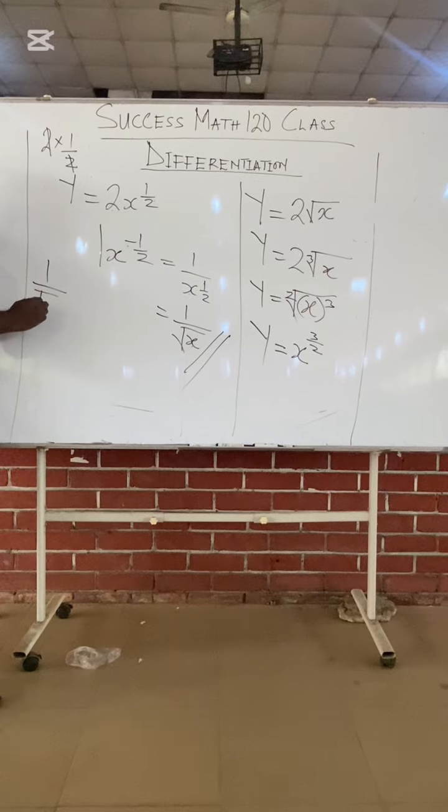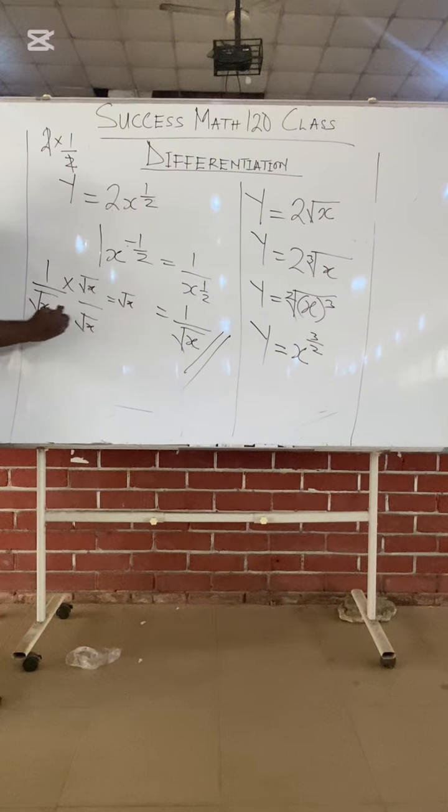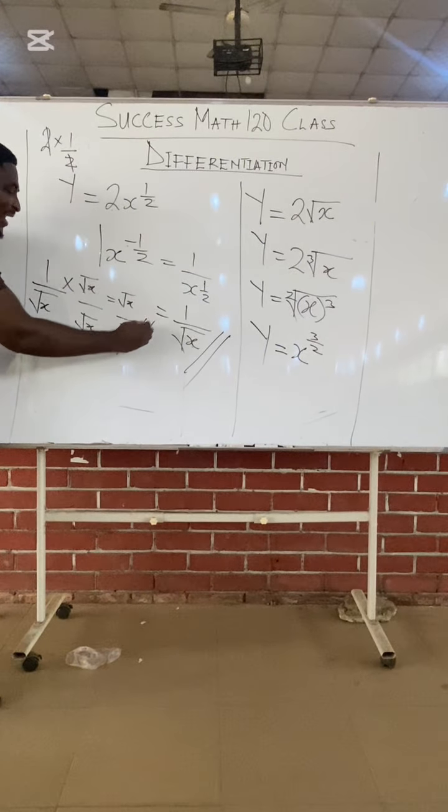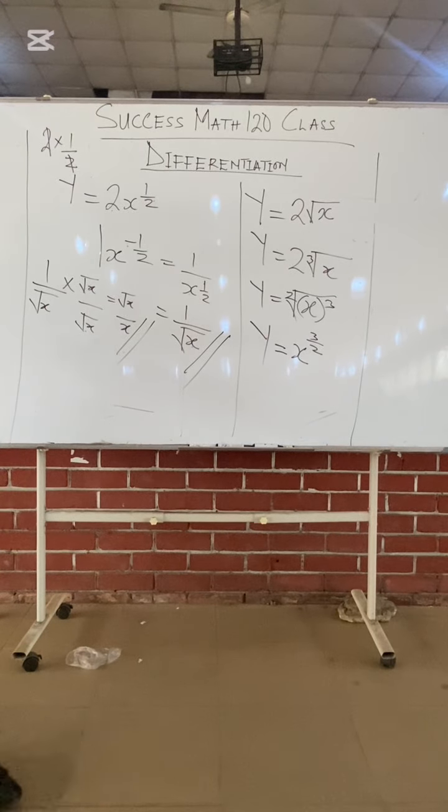1 over root x, you multiply both numerator and denominator by root x. 1 times root x is root x. Root x times root x is what? So final answer is root x over x. If they didn't tell you, you will never know.